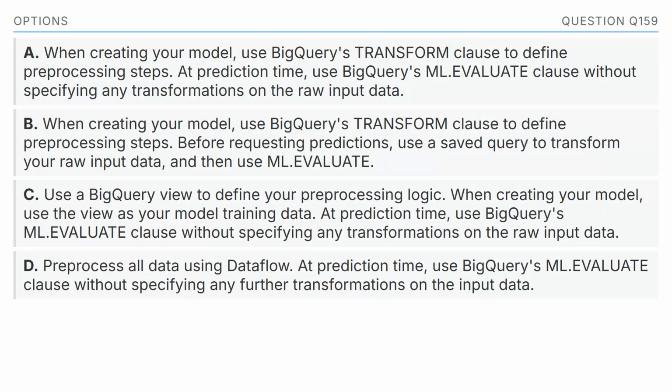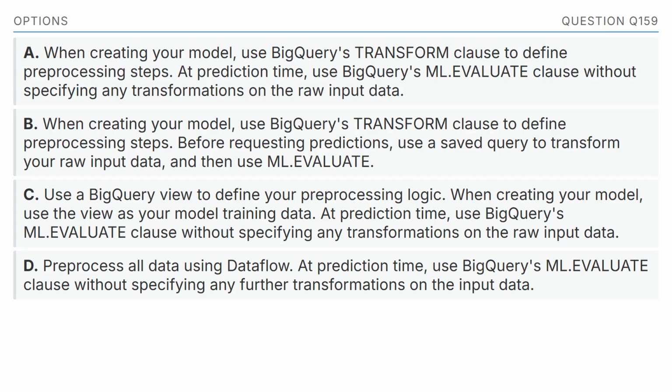The options are: Option A, when creating your model, use BigQuery's TRANSFORM clause to define pre-processing steps. At prediction time, use BigQuery's ML.EVALUATE clause without specifying any transformations on the raw input data. Option B, when creating your model, use BigQuery's TRANSFORM clause to define pre-processing steps. Before requesting predictions, use a saved query to transform your raw input data, and then use ML.EVALUATE.